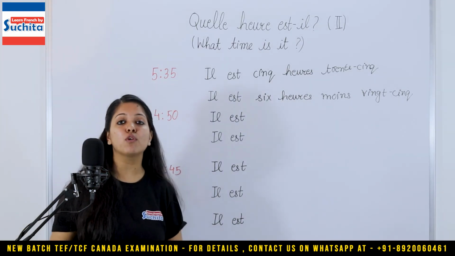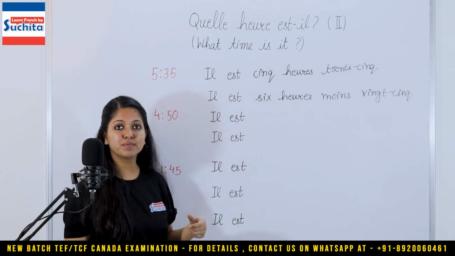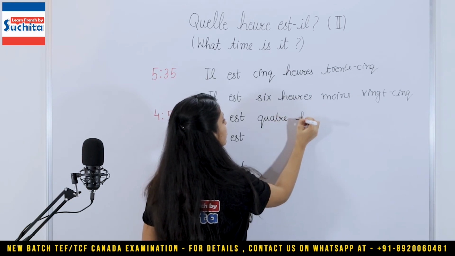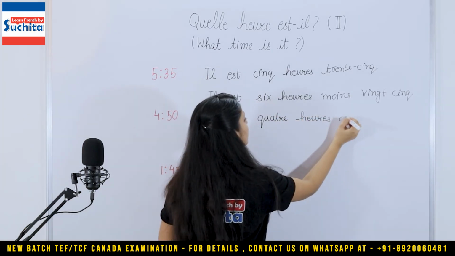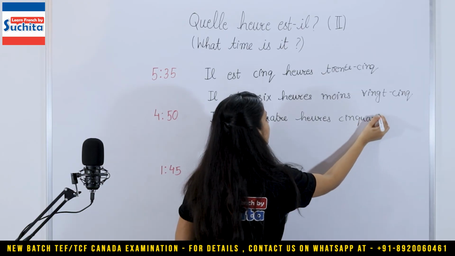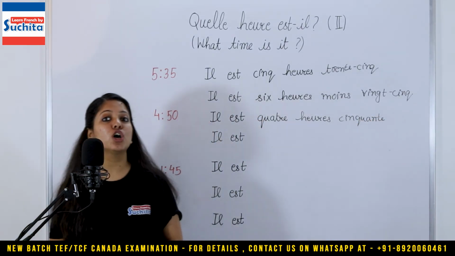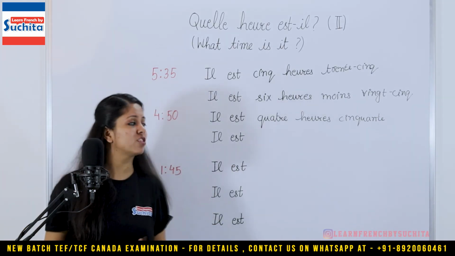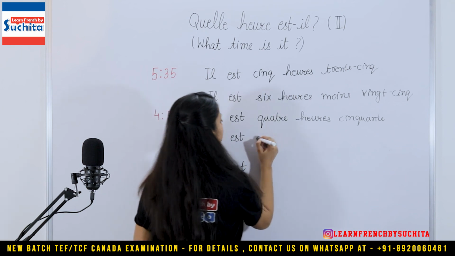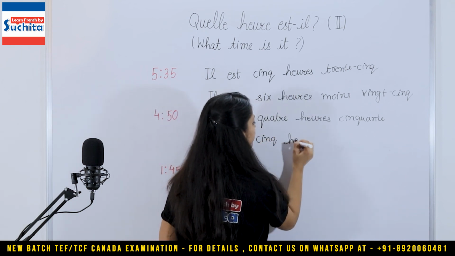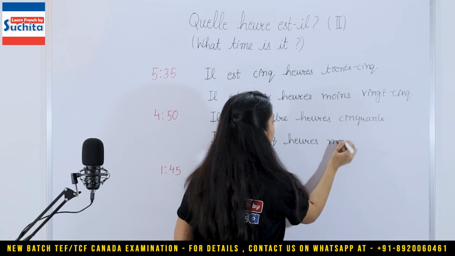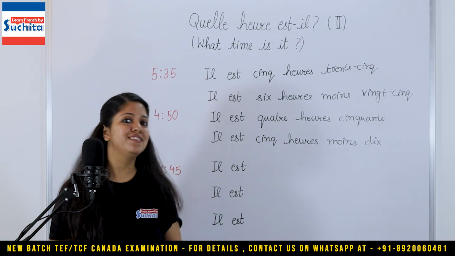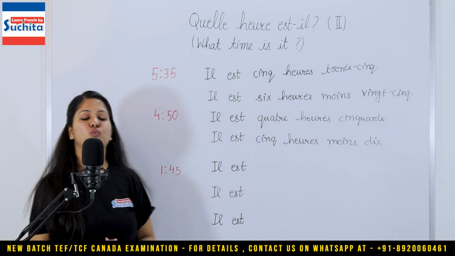Now how do you say it is 4:50? That's il est 4h50, but you have one more way of saying that. It is 10 minutes to 5. Il est 5h moins 10.